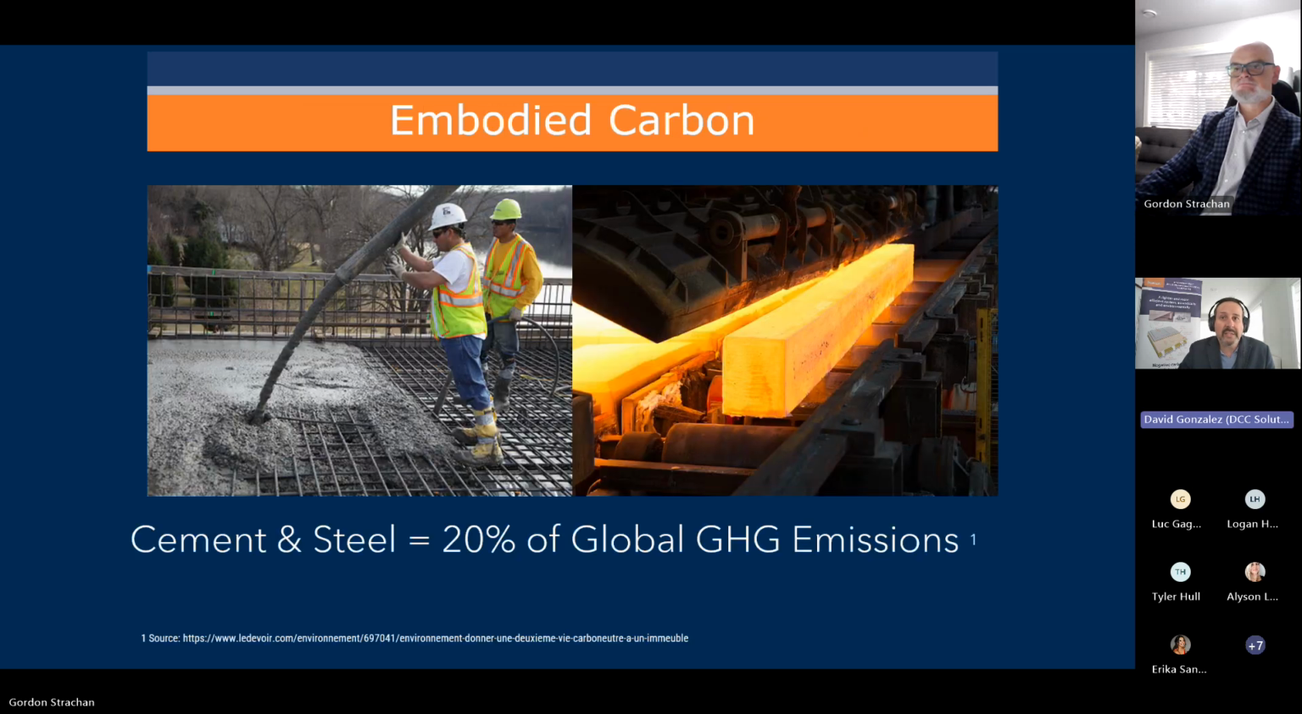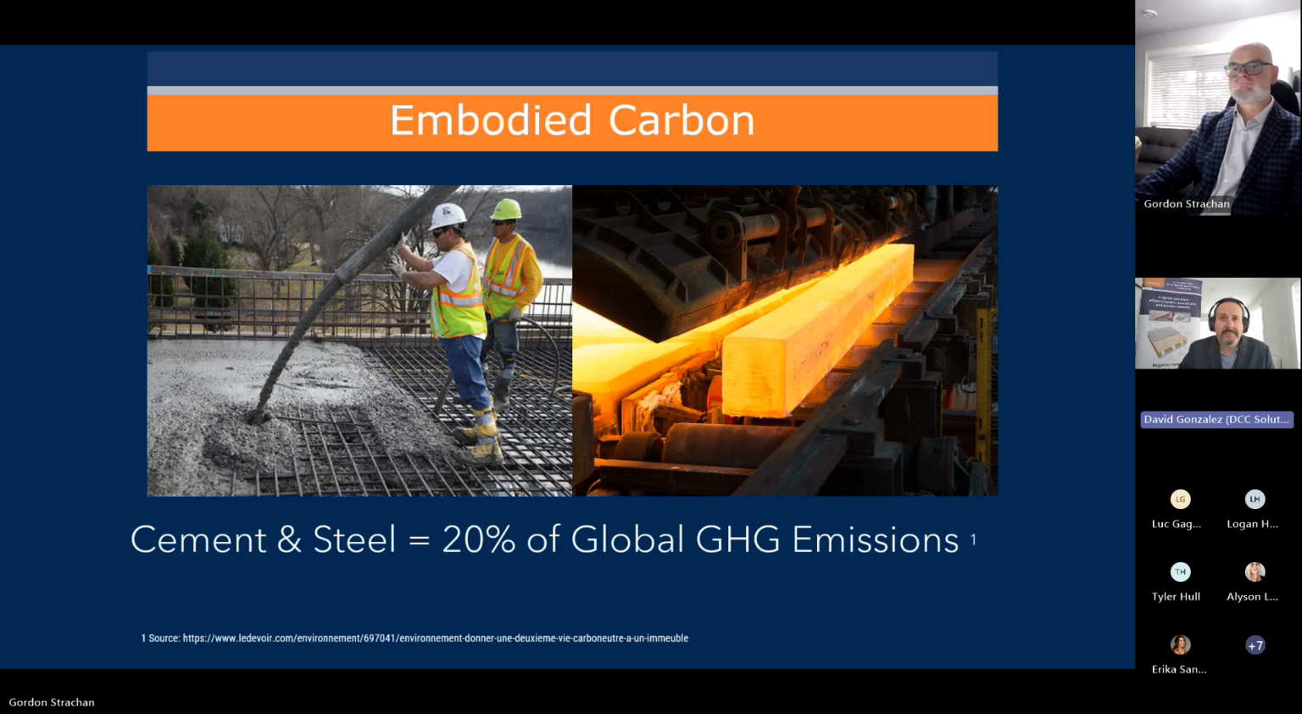According to the United Nations Intergovernmental Panel on Climate Change, 20% of global GHG emissions are attributable to two building materials, cement and steel. Now, according to these experts, apart from energy efficiency, they're also recommending to reuse unoccupied buildings to avoid consuming carbon-intensive materials, and preferably choosing lower emitting ones for newer construction. So how do we achieve that?